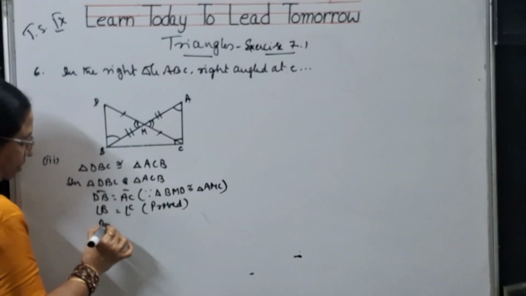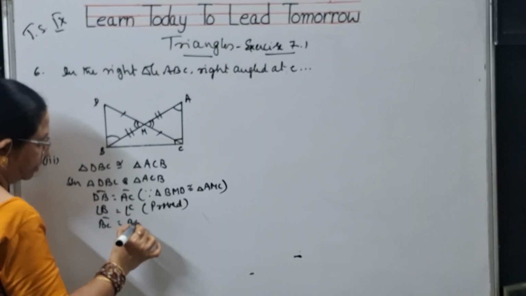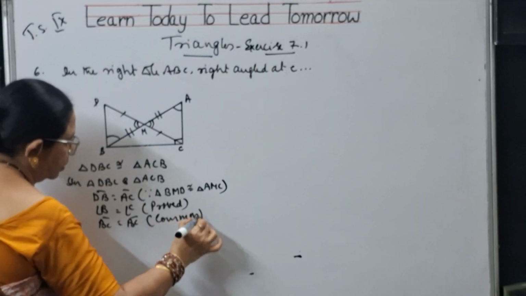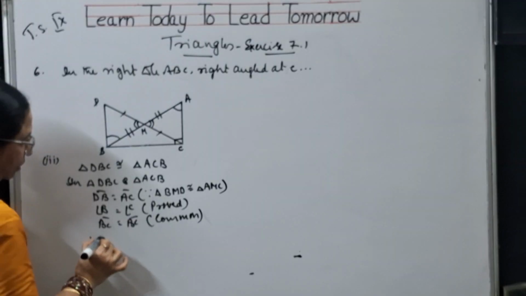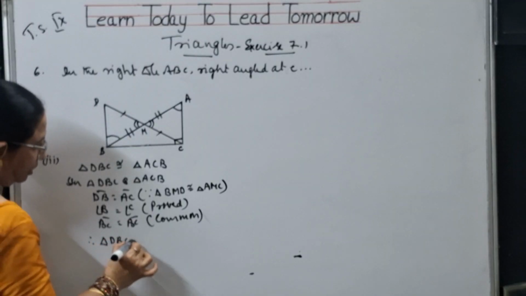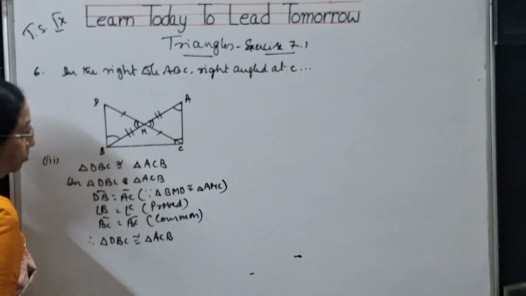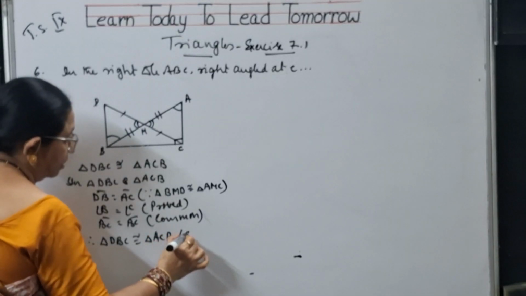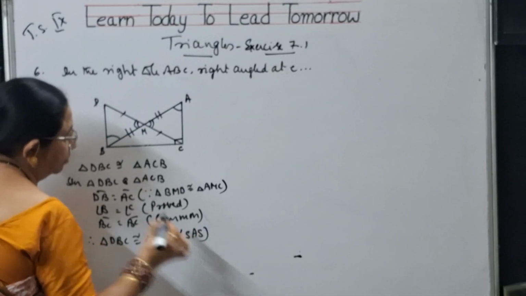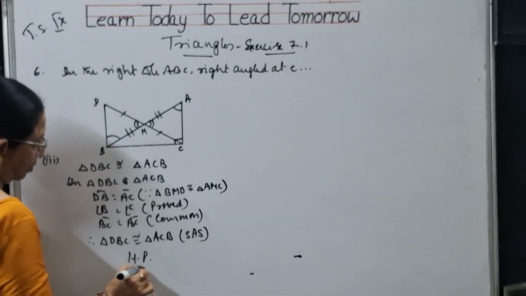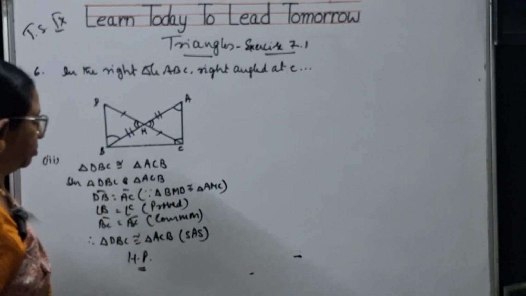And BC is equal to BC, common. Therefore, triangle DBC is congruent to triangle ACB basing on side angle side property. Hence, proved. So, this is how we could prove the third bit.